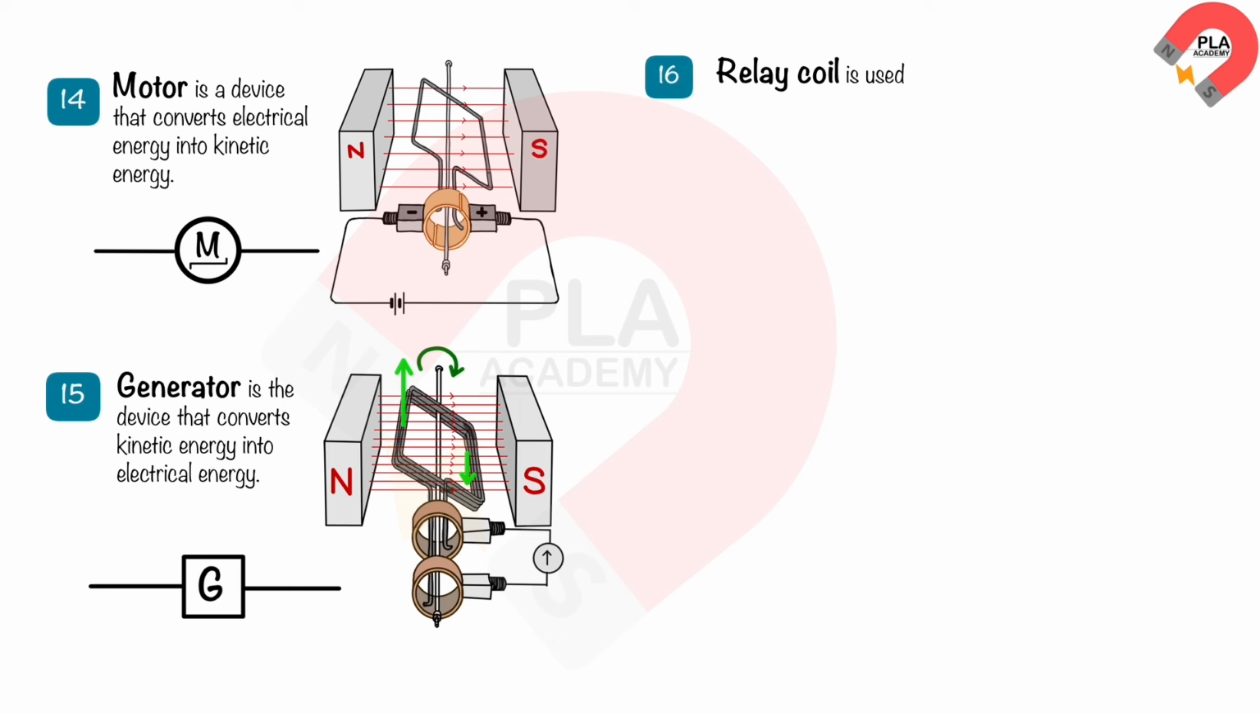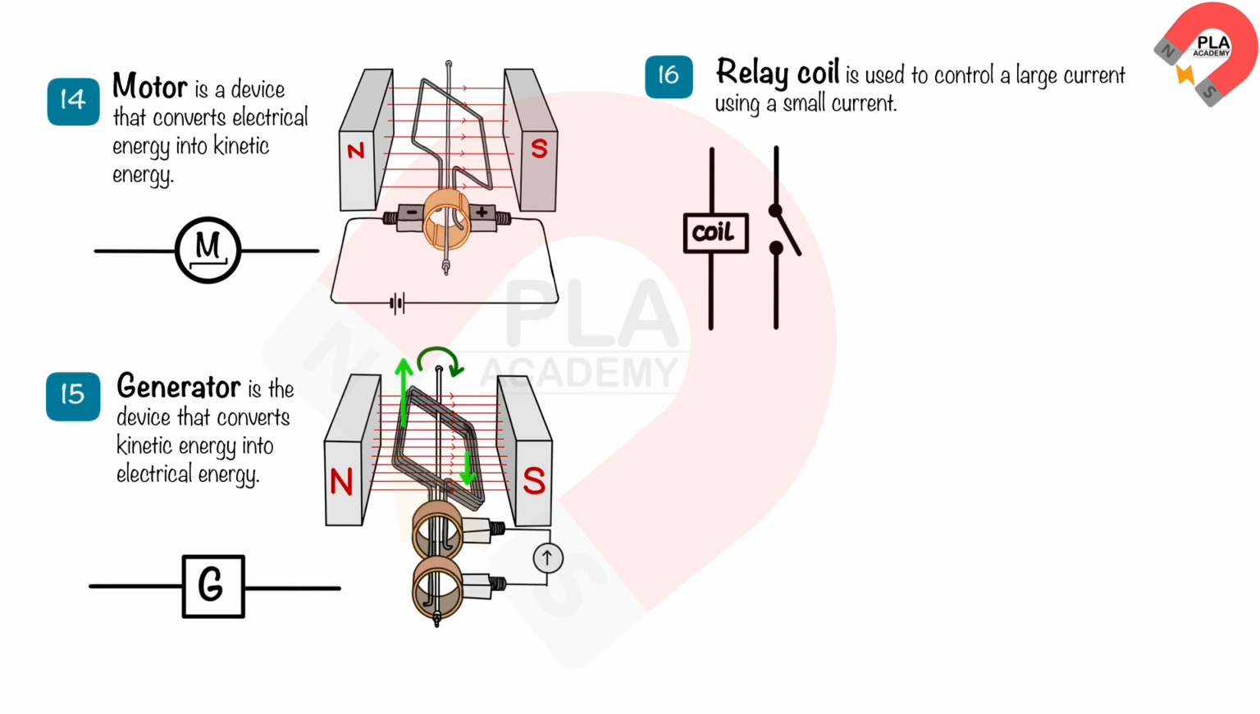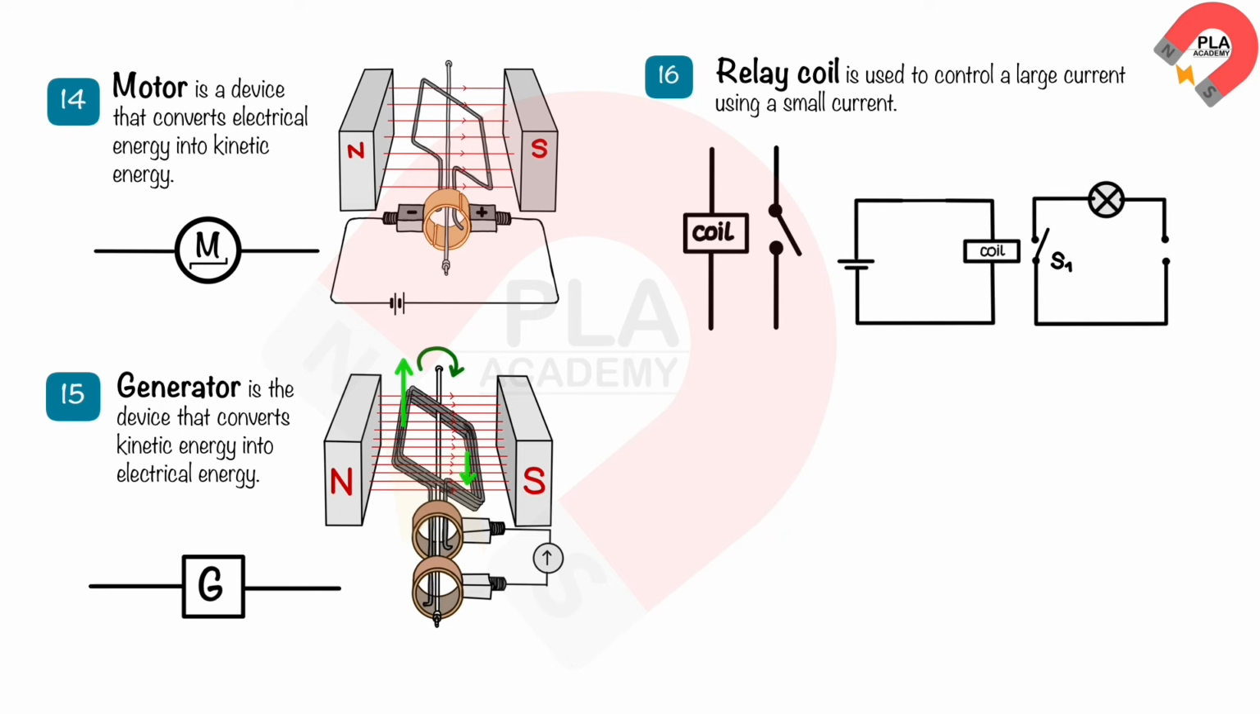A relay coil is used to control a large current using a small current. This is the symbol of a relay coil. For the circuit diagram, a small current flows from the lower battery. This causes the relay coil to magnetize, which closes switch S1. This allows a large current to flow from the larger power supply, causing the light bulb to turn on.